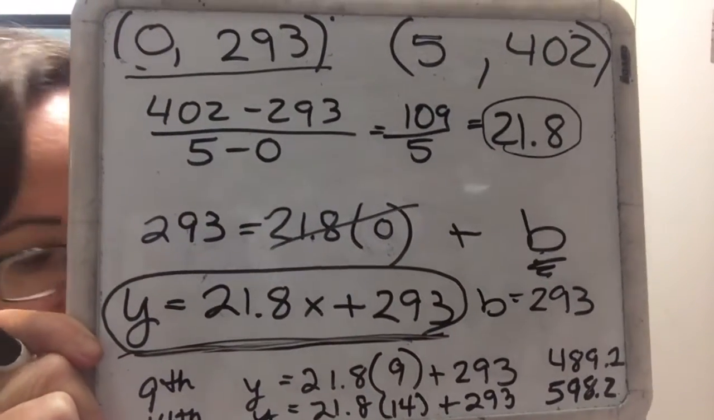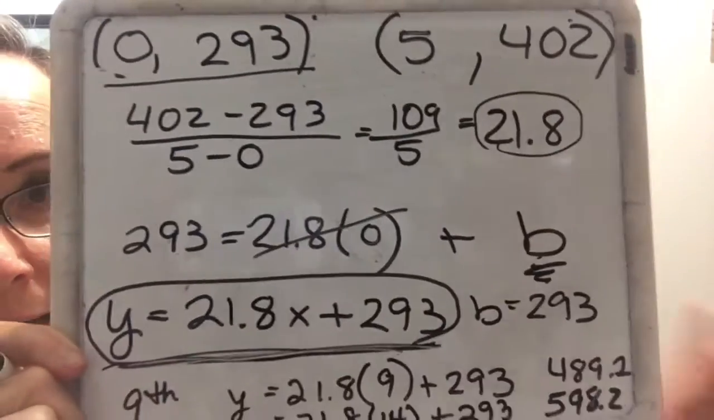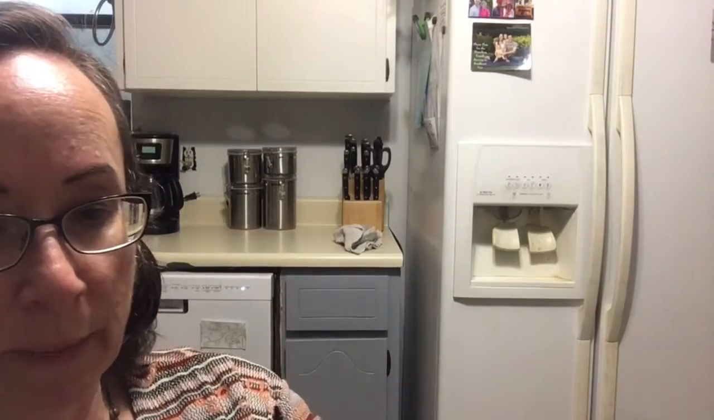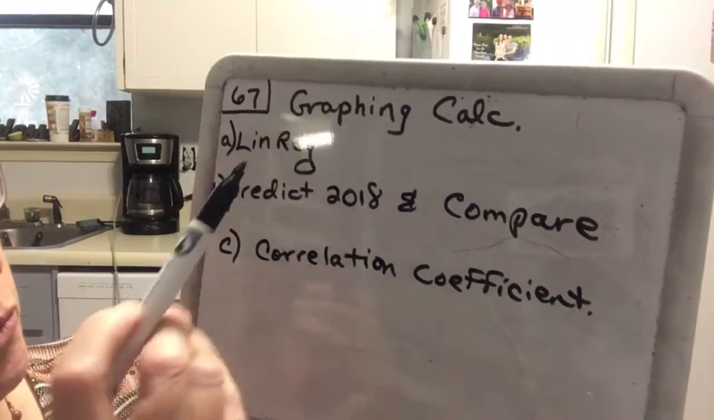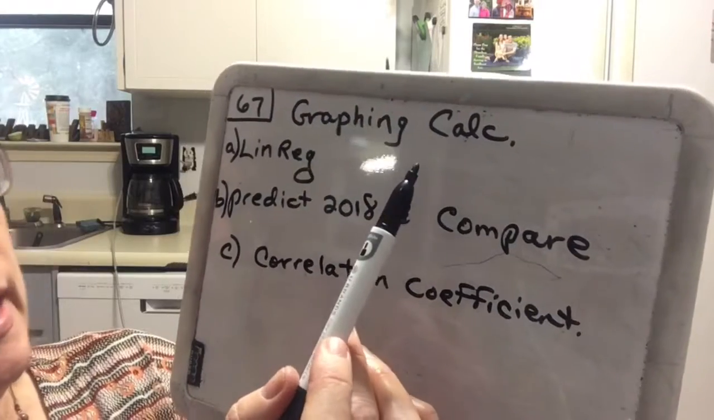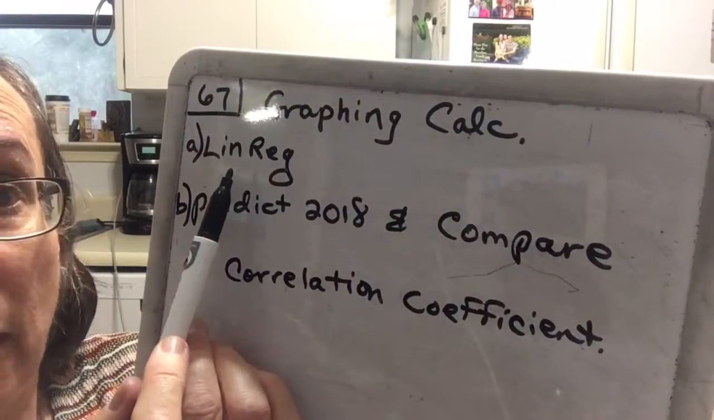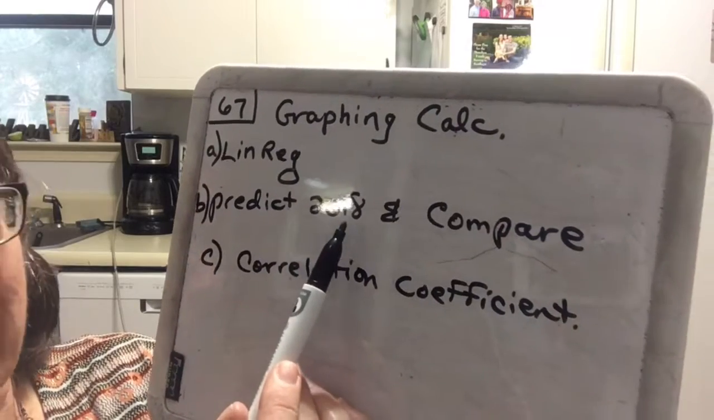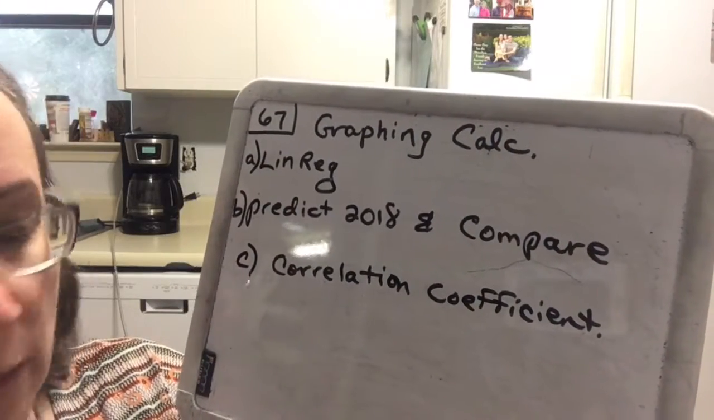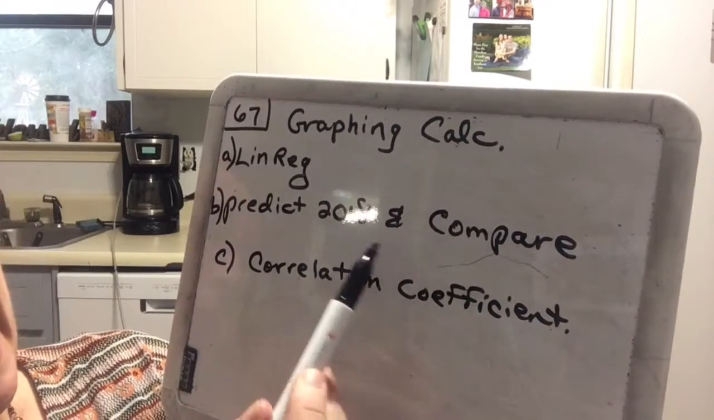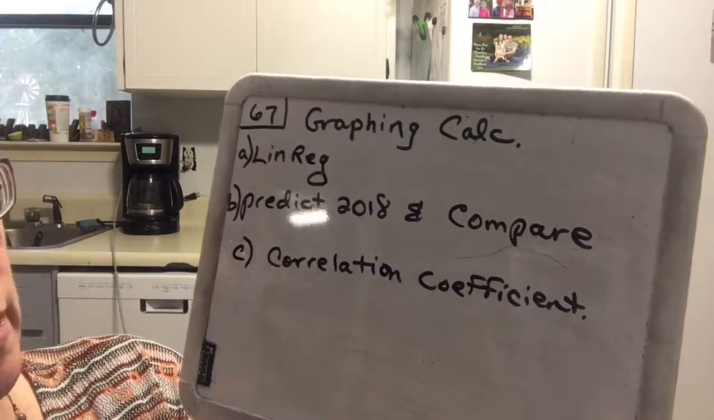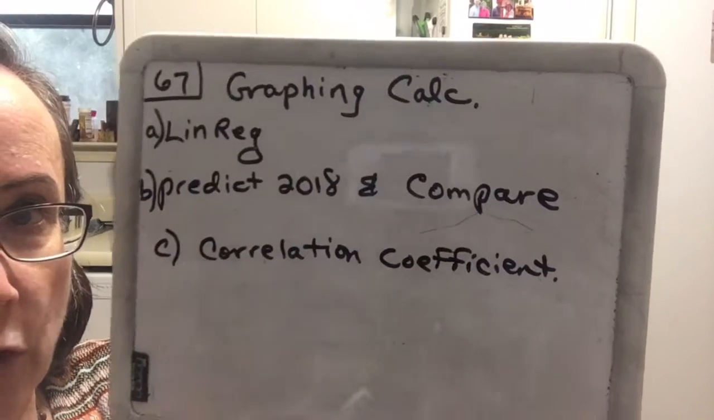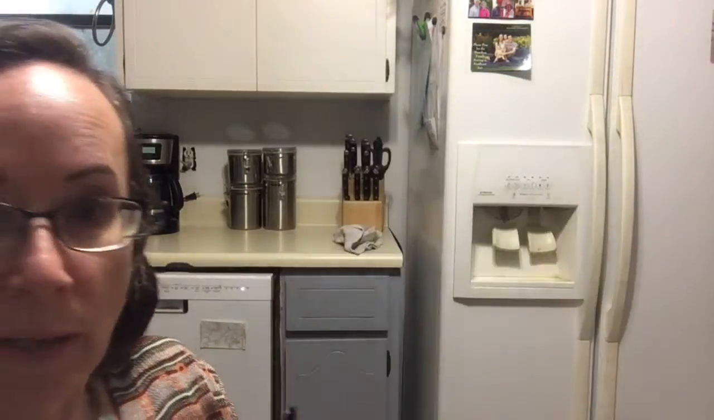And now we're going to do the same thing, but we're going to use LinReg. Okay, so we're on problem number 67 now. And 67 tells us to use our graphing calculator and find the LinReg. Then we're going to predict 2018, which we already did before. It was our 9th year here. And then we're going to compare with what we got before, and find out what our correlation coefficient is in our calculator, because our correlation coefficient gives us an idea of how good a match we have for a line.